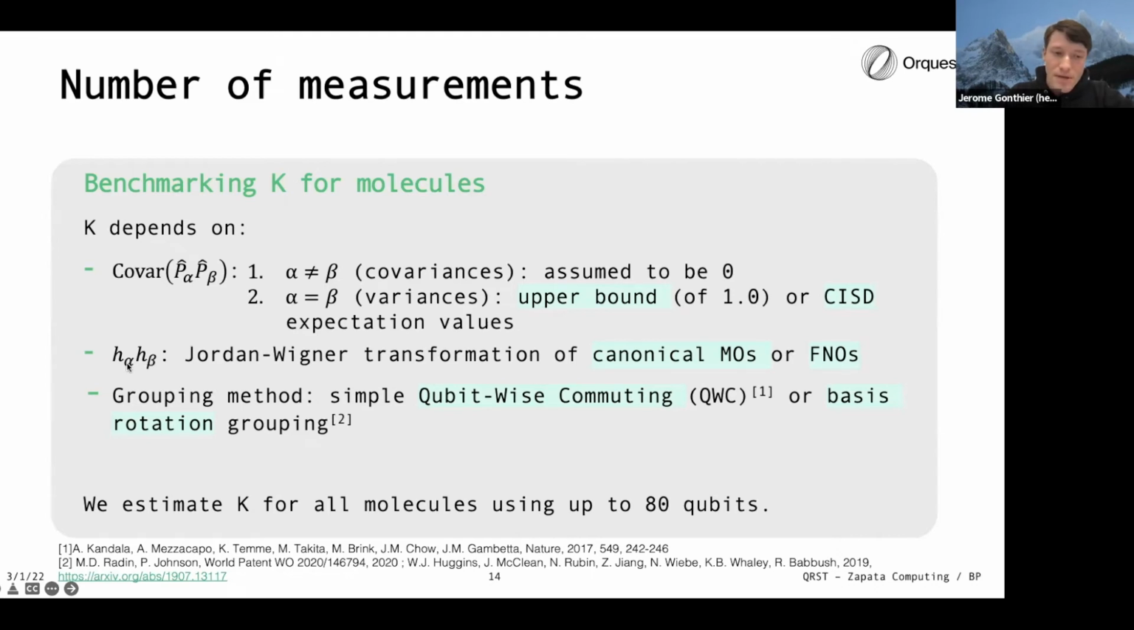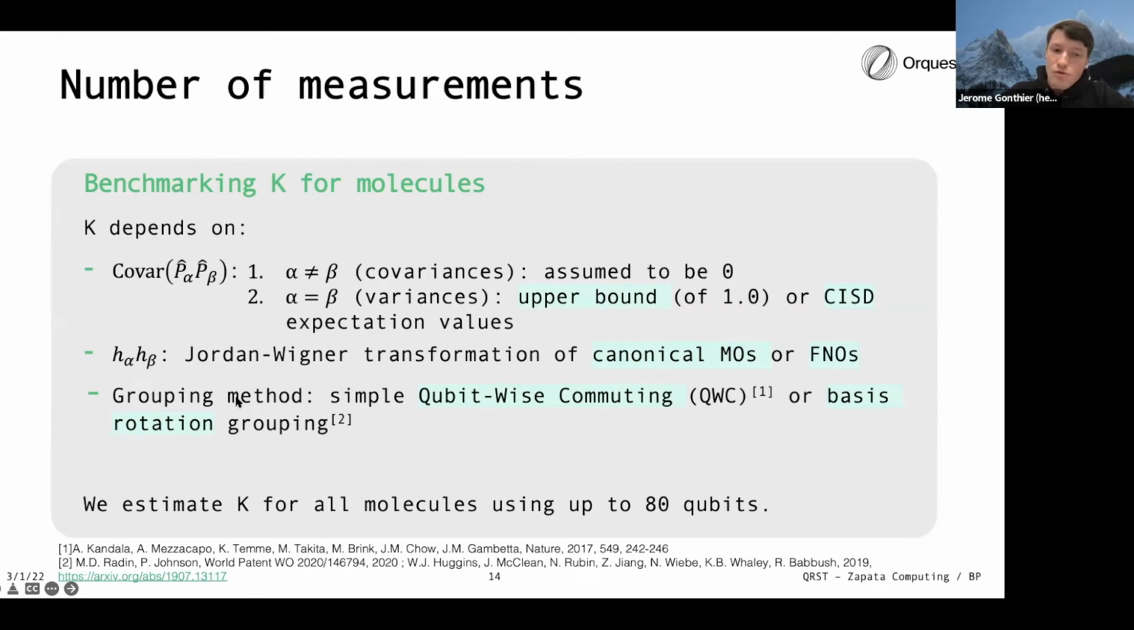Then K also depends on the coefficients, H alpha and H beta. To get these coefficients, we do a Jordan-Wigner transformation of the fermionic Hamiltonian, and we use 2 different representations: this FNO method that allows us to do smart truncation, and then the canonical orbitals that just come out of the Hartree-Fock calculation. That's what most people use when they do chemistry with VQE. They get the orbitals from Hartree-Fock.